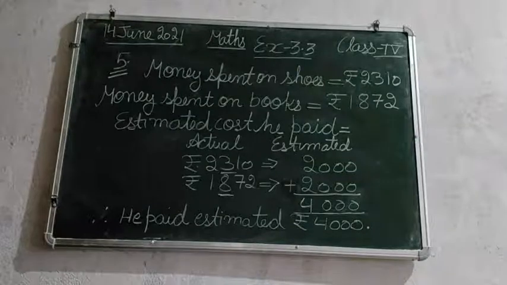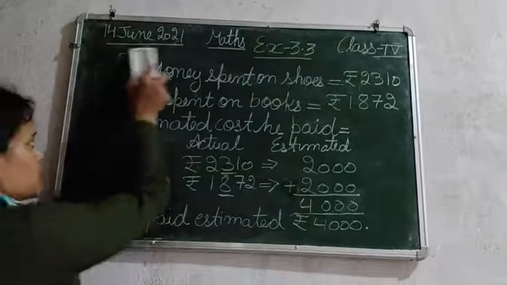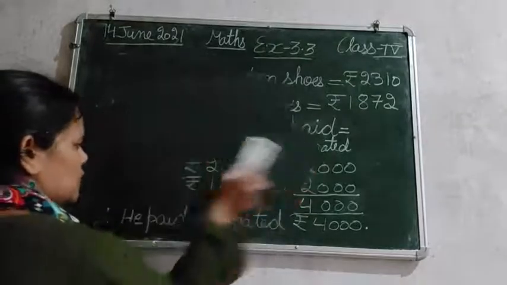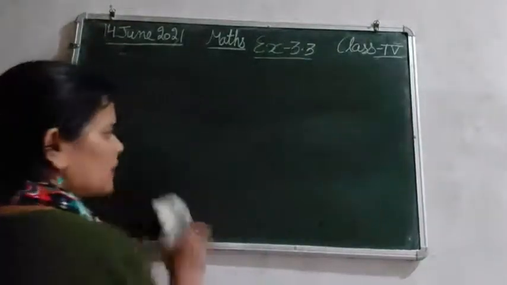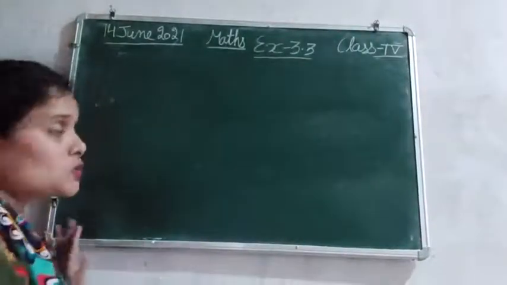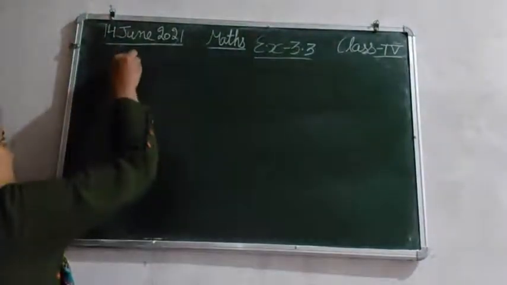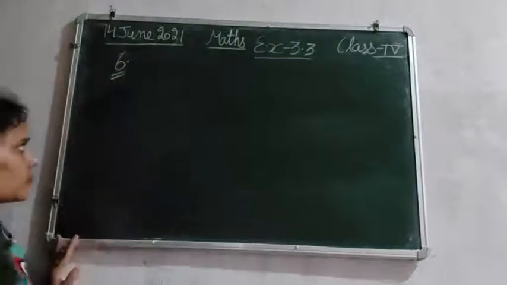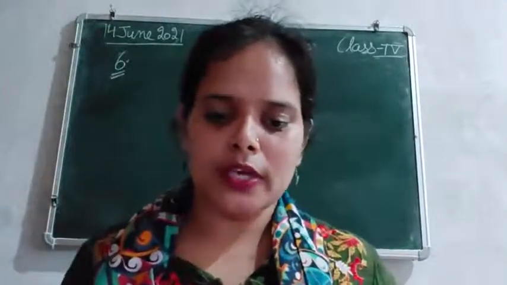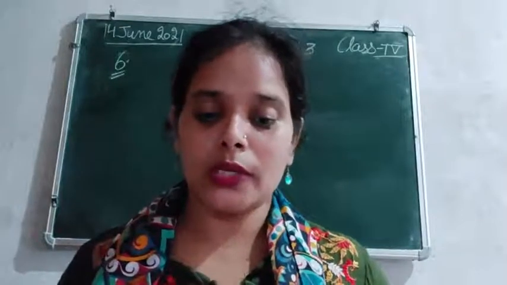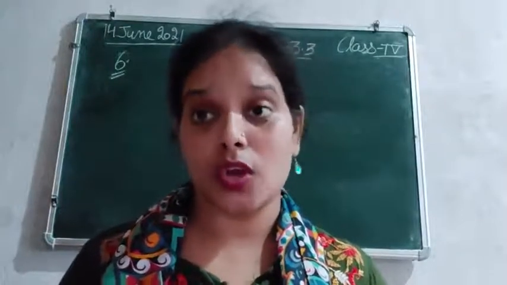चलिए, so now we will move to the last question of the same exercise 3.3. That is question number 6. बिल्कुल क्वेश्चन नंबर 5 की तरह ही है बेटा. सो we are going to do the question number 6 also. So the question number 6 is, Rohan bought the following: an old car, a new scooter, estimate the total cost.